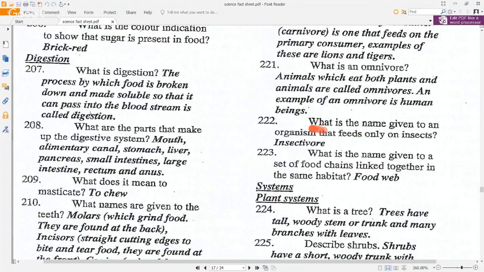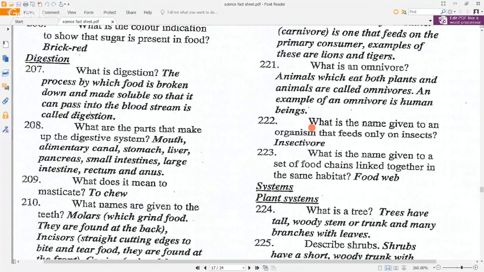All right, now it says, what name is given to organisms that feed only on insects? Those are called insectivores. What name is given to a set of food chains linked together in the same habitat? That is called a food web.